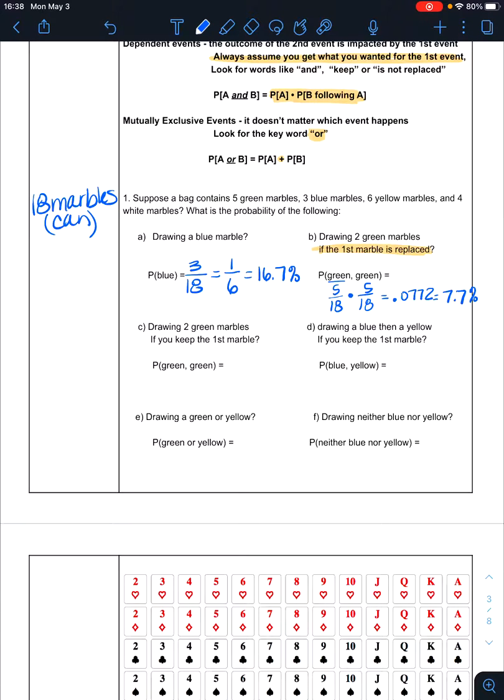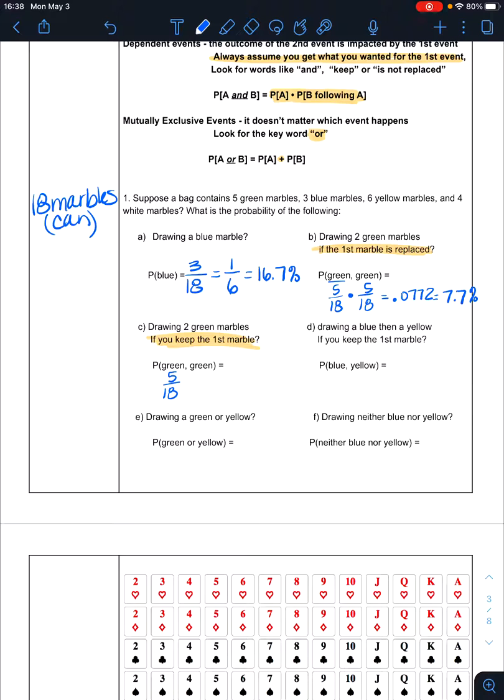Okay, now let's look. What happens if you keep the first marble? Same thing, probability of drawing 2 greens, a green and then a green, but you're going to keep the first marble. You could also draw them at the same time. This is how you would do it if you were reaching in and drawing at the same time. So probability of drawing a green. There are 5 green in the bag and there are 18 marbles in the bag. I reach in, I draw. Oh, look, I got what I wanted. I got a green. I set it to the side.